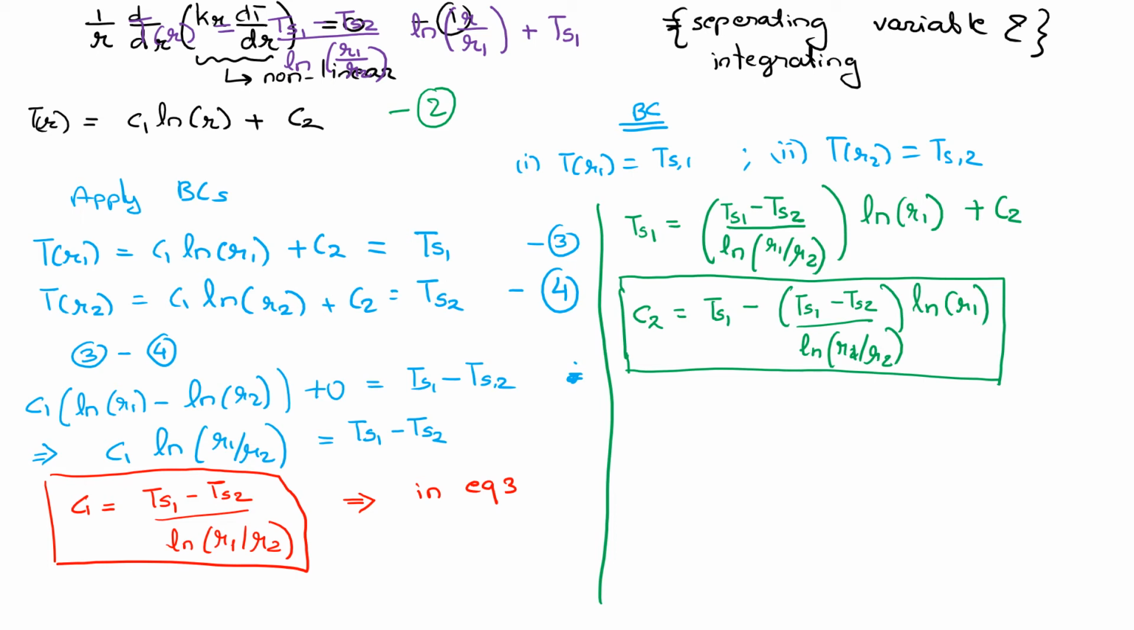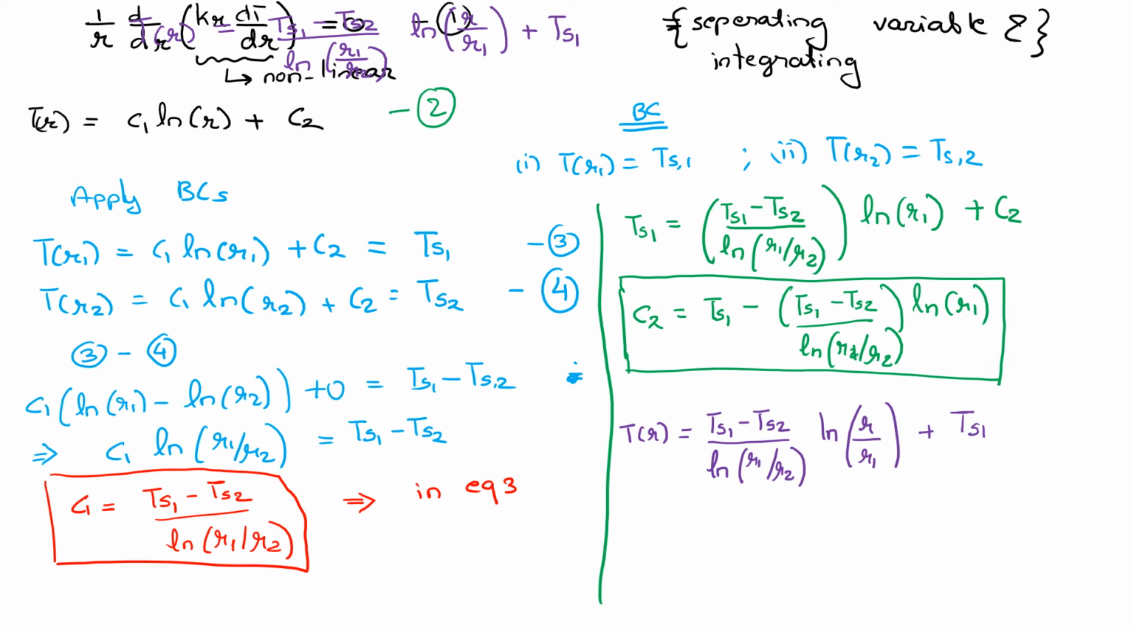On substituting it in equation 2, we get our temperature distribution in terms of R as TS1 minus TS2 divided by the natural log of R1 by R2, into the natural log of R, which is the unknown variable, upon R1, which is known. So ln of R by R1, plus TS1.